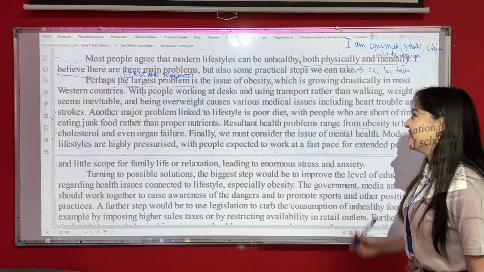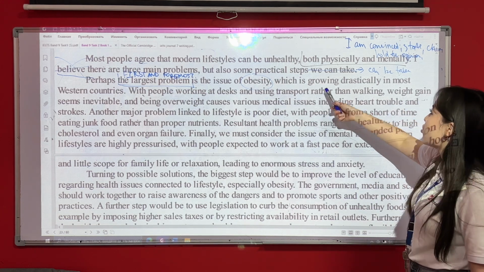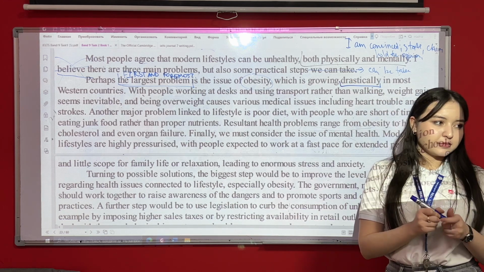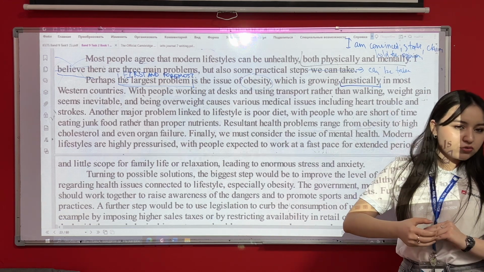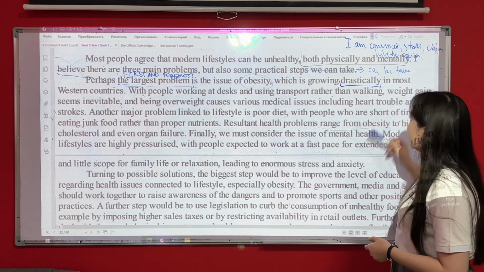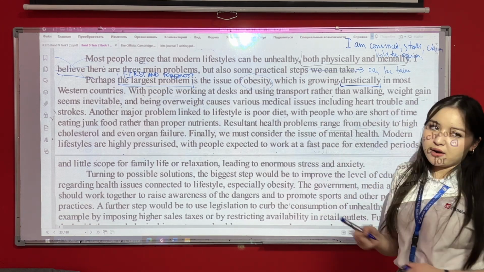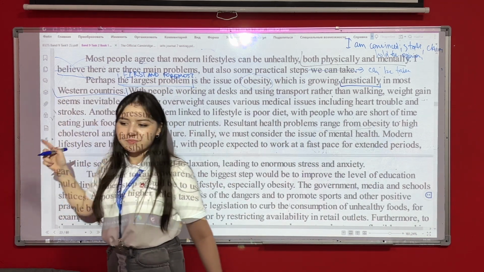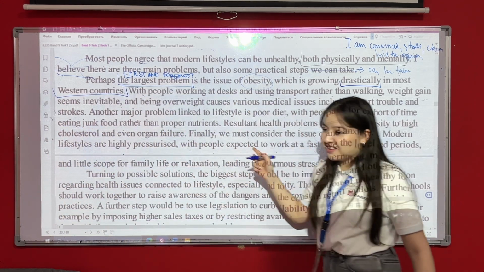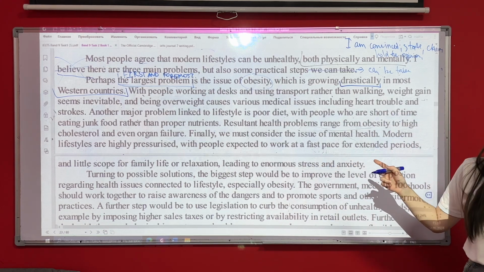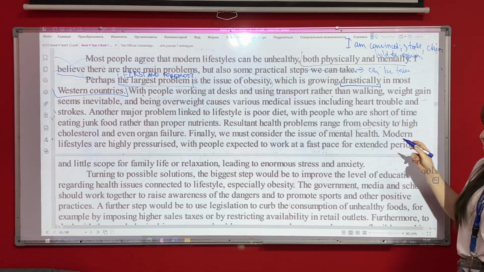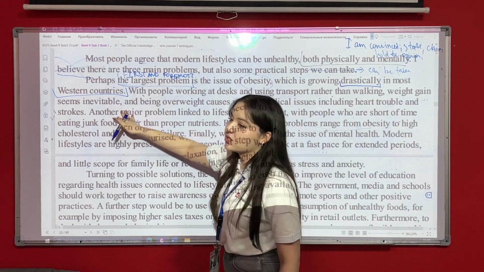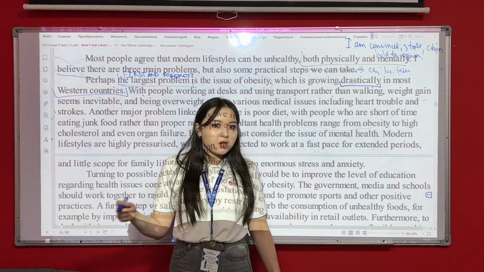The issue of obesity, which is growing drastically. What does it mean drastically? Dramatically. Yeah, dramatically. То есть растет уже прям значительно, правильно? In most Western countries. So they are pointing an example as well. So they are talking about Western countries. What are the Western countries? America. Right? The US. Am I right? So they are saying that about obesity, which is growing drastically in most Western countries. So they are providing a global example.